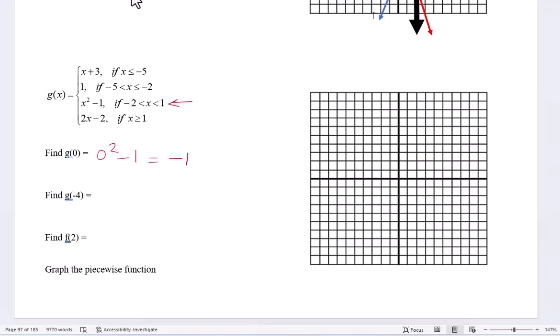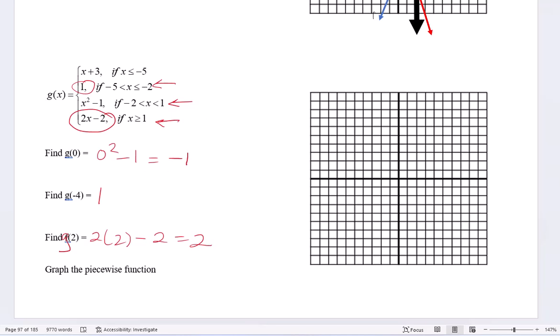So when I'm looking at -4, -4 is right here. So when x is -4, g of x is simply equal to 1. Now g of 2, g of 2 is right here. So this is going to be 2 times 2, and I'm going to be using that function there. 2 times 2 minus 2 is going to be equal to 2.